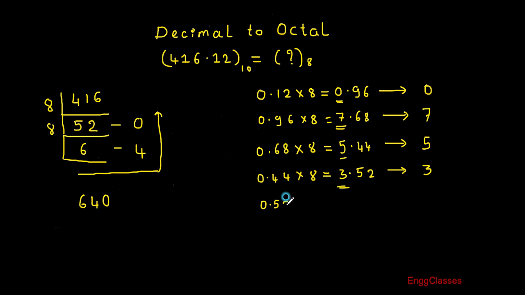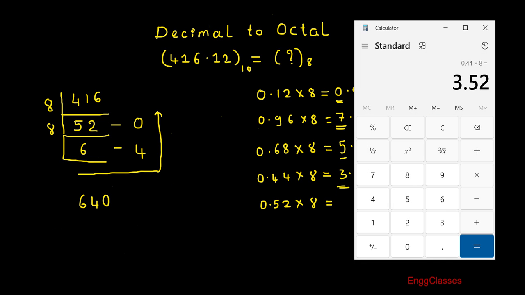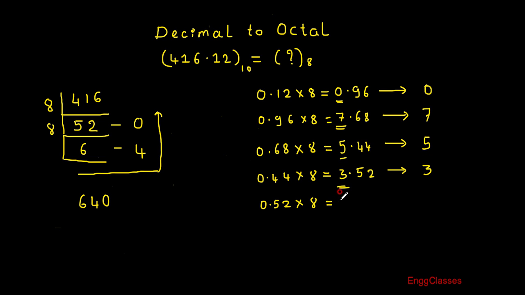Multiply this number again successively by 8. What am I going to get? Let me check that. 0.52, that gets multiplied with 8 and I'm going to get 4.16 as the answer. Let me write 4.16 as the answer, and what I have at the integer part, I have 4. I would consider 4.